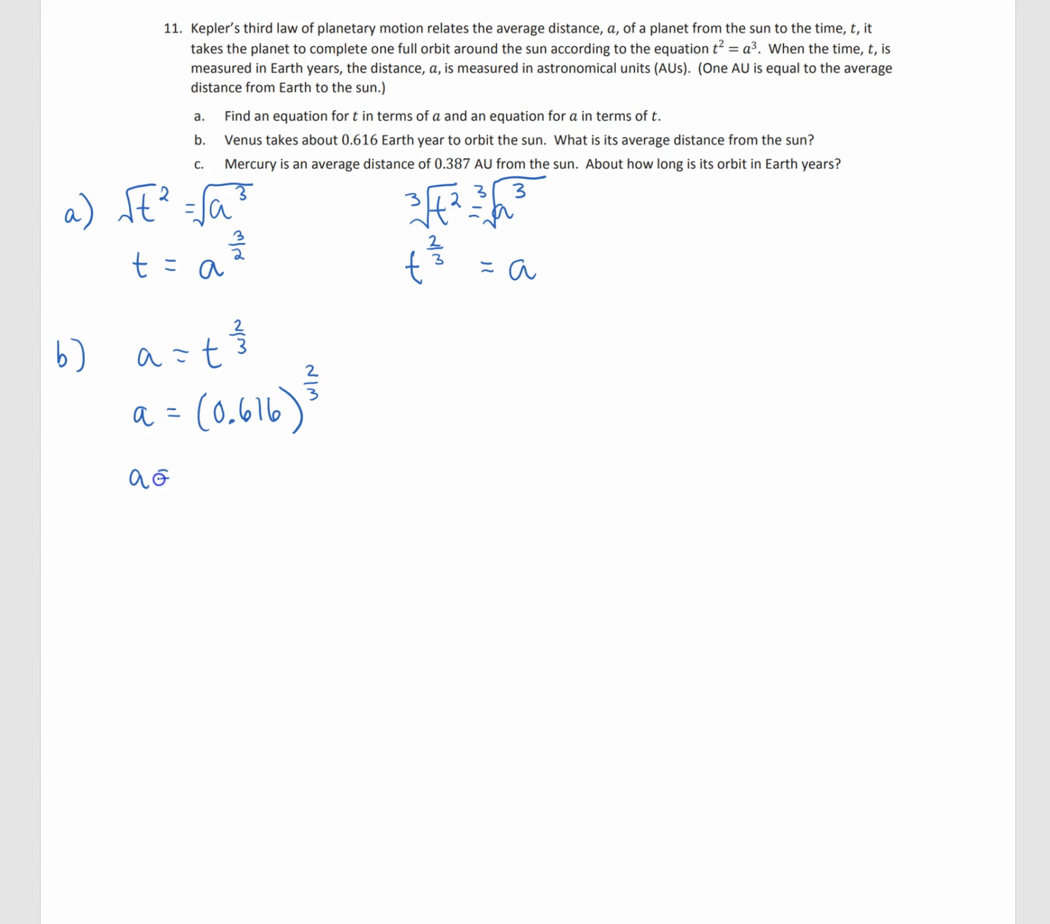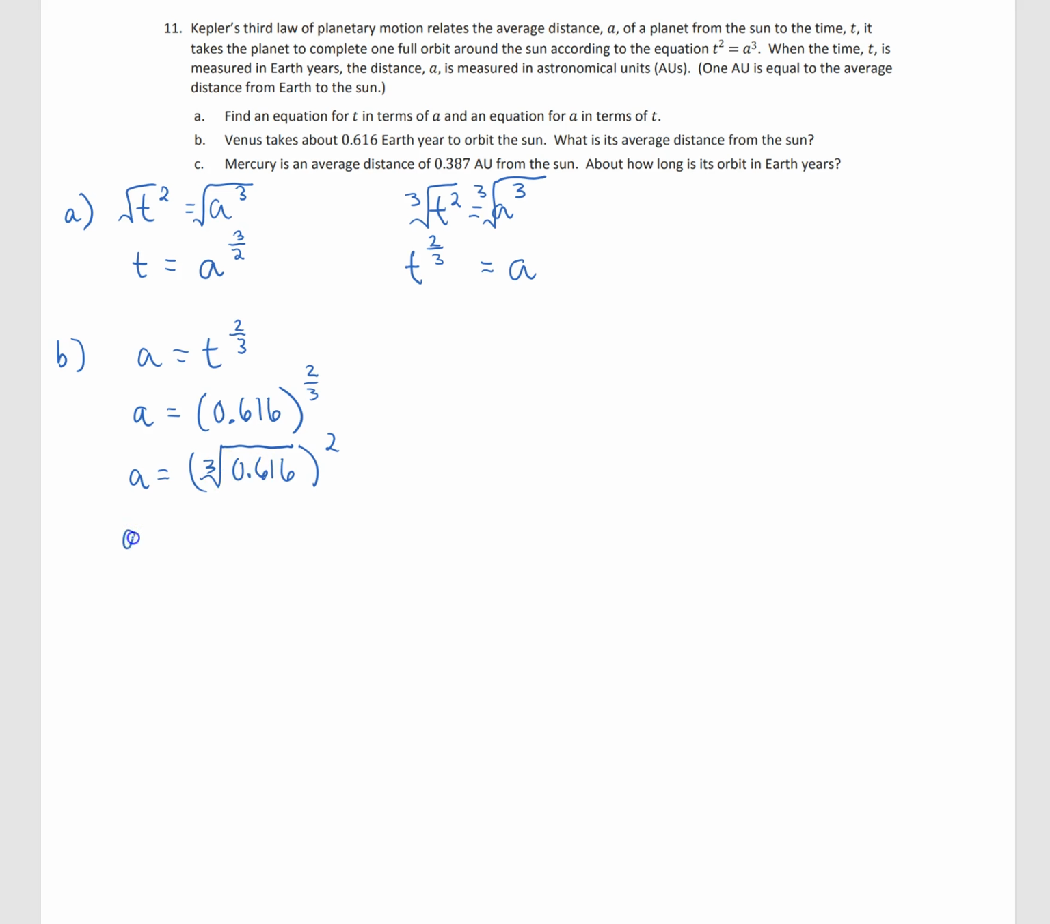So evaluating this out, we can rewrite this as the cubed root of 0.616, and that squared, right? Because we're taking the cubed root and squaring it based on this fraction exponent. It's important to note that we could do this the other way around. We could take 0.616, square it first and then take the cubed root, and it'll give us the same answer. So you can try that out, convince yourself of that, but either way is fine.